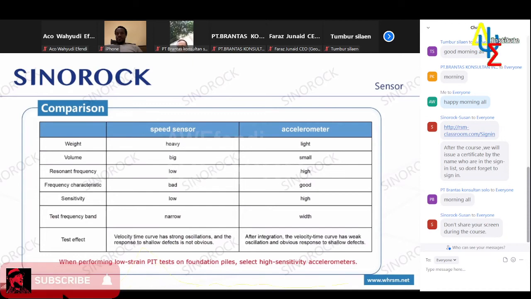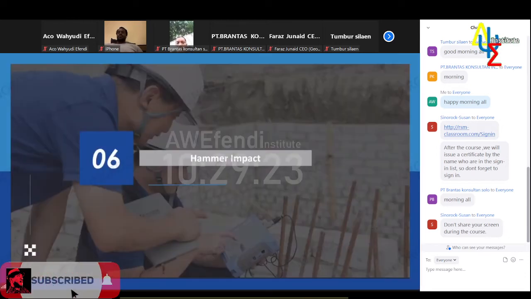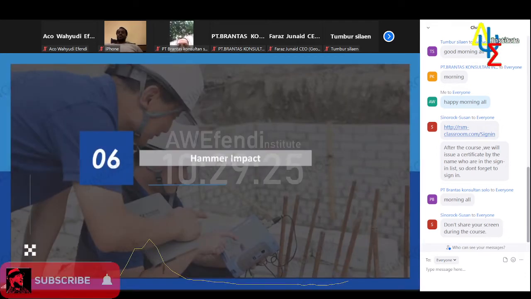The oscillation seen on the velocity time history curve is relatively weak, and the response to shallow defects is relatively obvious. This is also the reason why it is recommended to choose high-sensitivity accelerometers as much as possible when testing the low-strain reflected wave of foundation piles according to various specifications. There are several types of hammering impact.